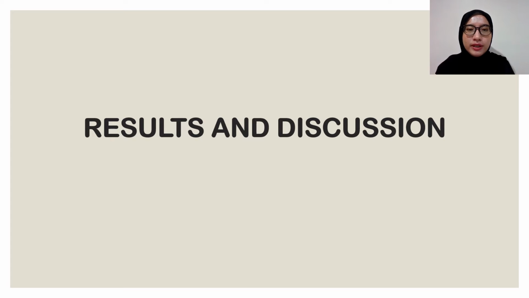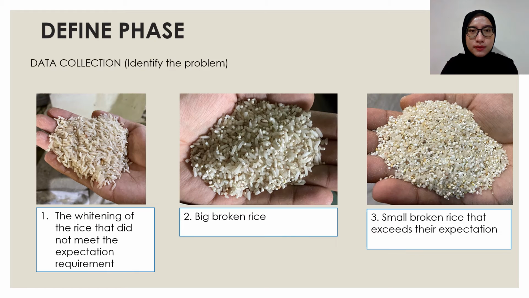For the next outline, I will discuss the result and discussion. In the define phase, the problem or defect was identified by using data collection. There are 3 types of defects or problems that we found in the rice production. The first one is the whitening of the rice that did not meet the expectation requirement. Number 2 is big broken rice, and number 3 is small broken rice that exceeds the expectation.